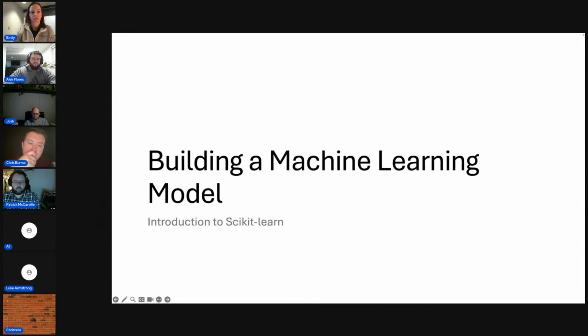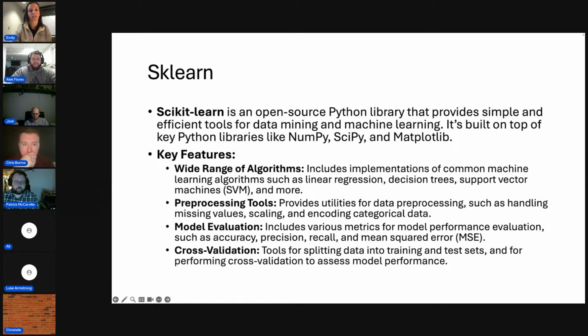Okay, let's do a quick introduction to machine learning models, particularly sklearn. What is sklearn? sklearn or scikit-learn is an open source Python library that provides a very simple and efficient tool for manipulating your data and applying machine learning algorithms. What's great about this is we don't have to reinvent the wheel. We don't have to go through and write by hand how a decision tree works, how a random forest works. Imagine if we had to do that.